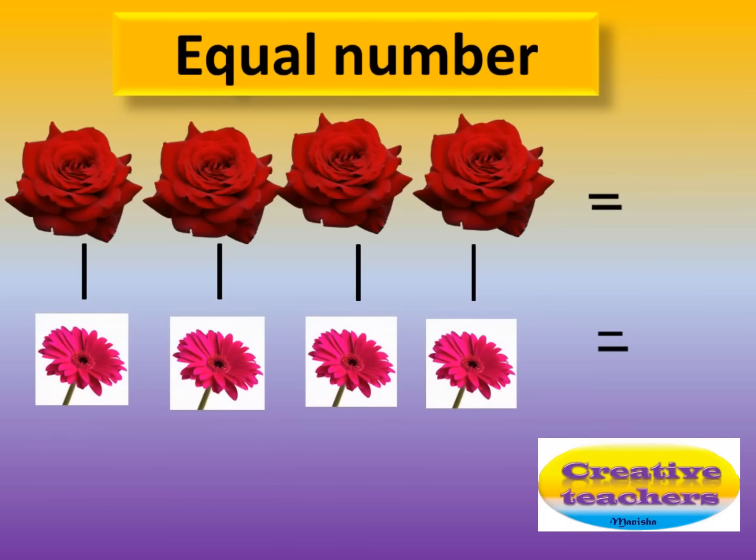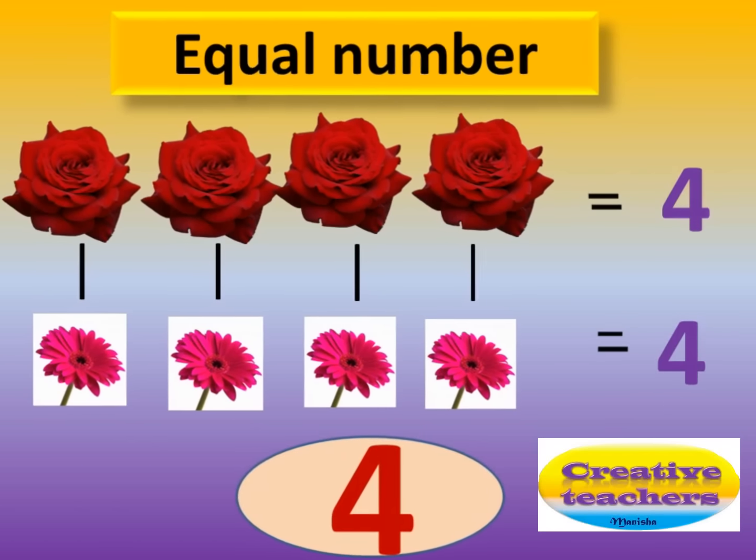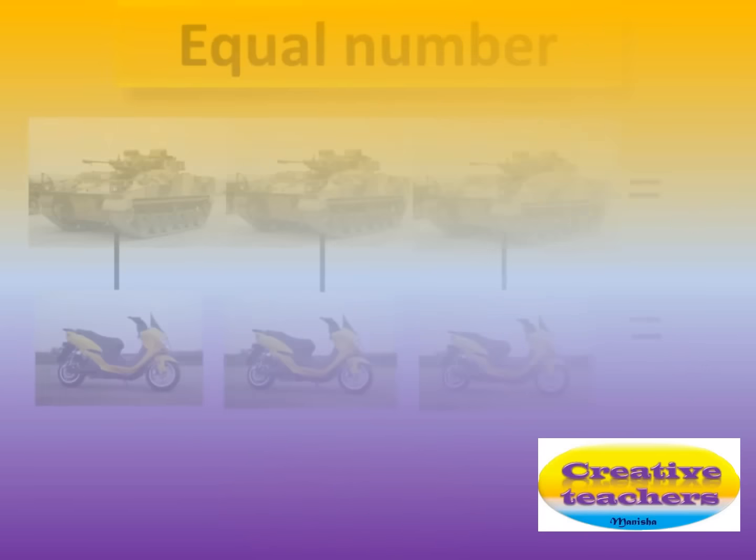Now we'll see equal numbers. How many roses are there? 4 roses. And other flowers? 4. So both numbers are same. So 4 is an equal number.